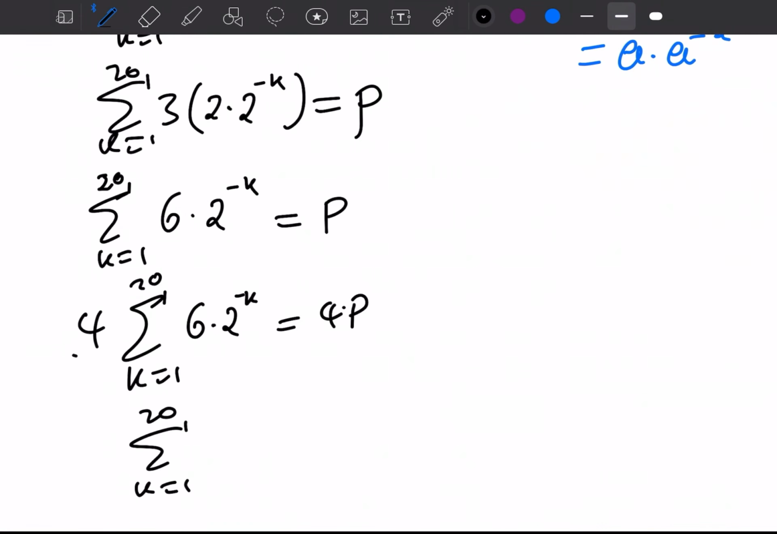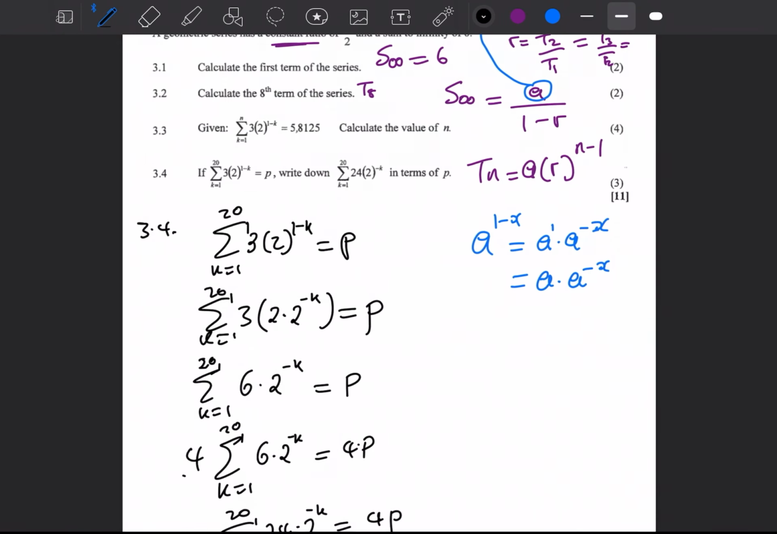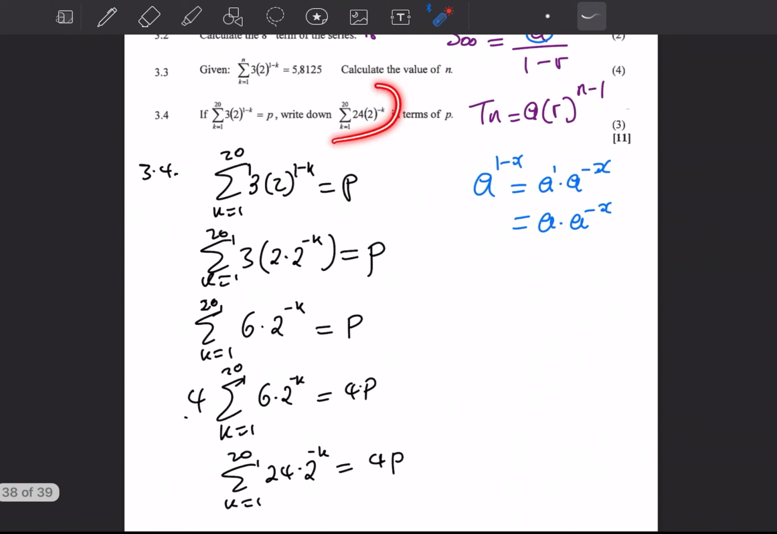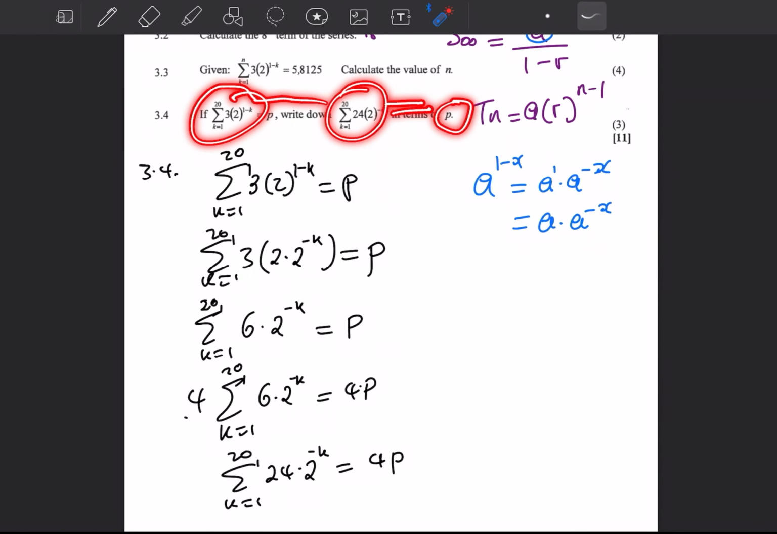So the sum from 1 to 20 of 4 times 6, which is 24, times 2 to the power minus k is equal to 4p. And that's your answer. So we have derived this from this, and we have written this in terms of p. So if this is equal to p, then this is equal to 4p. This is awesome.